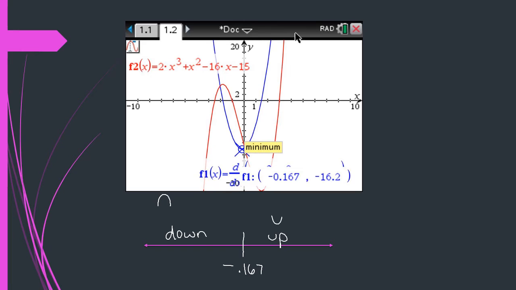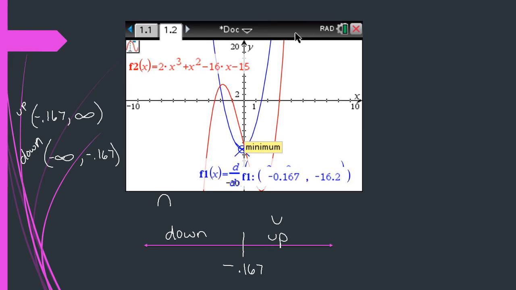And then we can write these as intervals. We have concave up first, so from negative 0.167 to positive infinity is my concave up. And then the next one is down, so it's the opposite. It goes from negative infinity to negative 0.167.